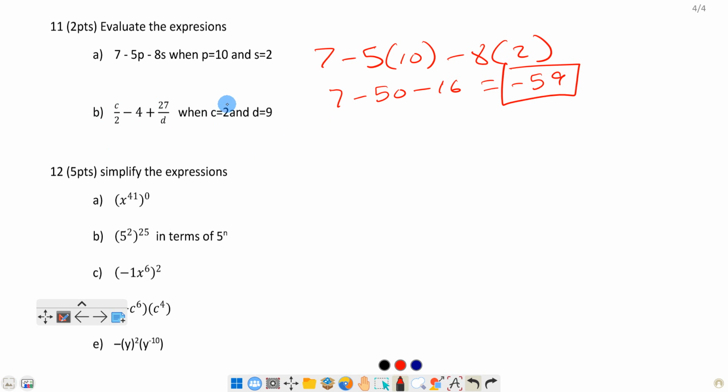So you do the same thing here, substitute this in, use parentheses, substitute this in, use parentheses. And then as you can see from the answer, you're going to end up with 4 minus 4, which is going to be equal to 0.